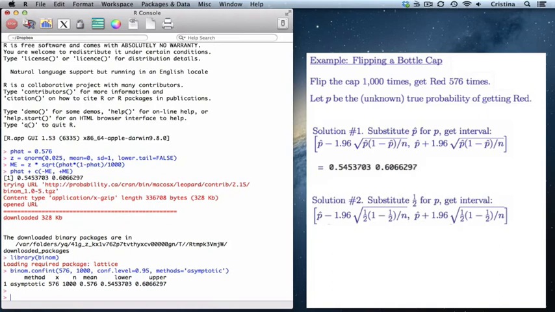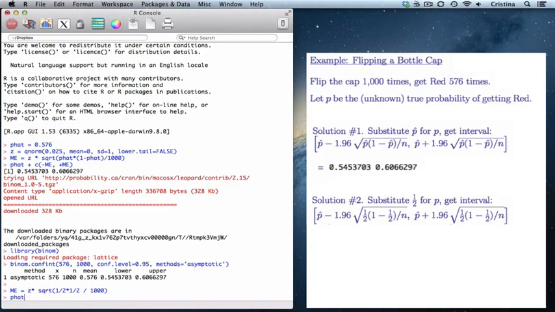The second method you learned was more conservative. It was achieved by letting p equal to a half in the confidence interval formula. We need only change our margin of error to reflect this. So we will redefine me to equal z times the square root of a half times a half over 1,000. And again, our confidence interval is p hat plus or minus the new margin of error.